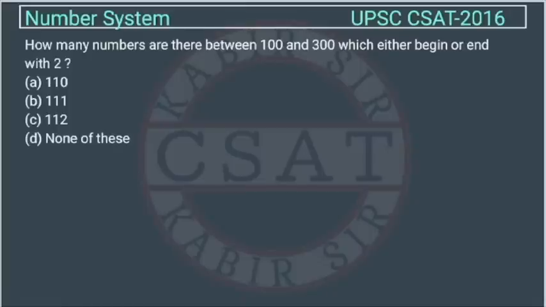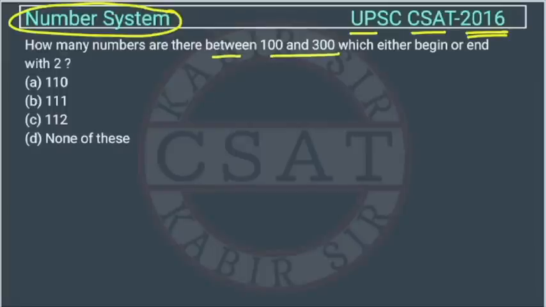This is a question from number system chapter asked by UPSC in CSAT paper of 2016. How many numbers are there between 100 and 300 which either begin or end with 2? It means that the number should start from 2 or the number should end with 2, right? So we have to find these numbers.